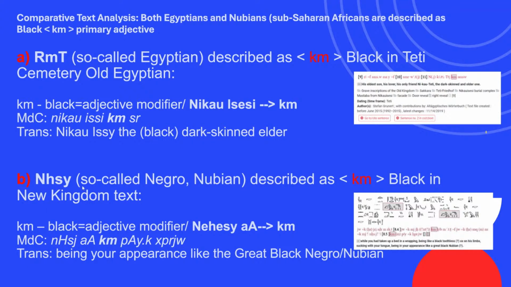B, you have Nehesi, so-called Negro, Nubian, described as kem, black, in New Kingdom text. And you see Nehesi aA kem, meaning may your appearance be like the great black Nubian. So both Egyptians and Nubians were described as such in primary materials.